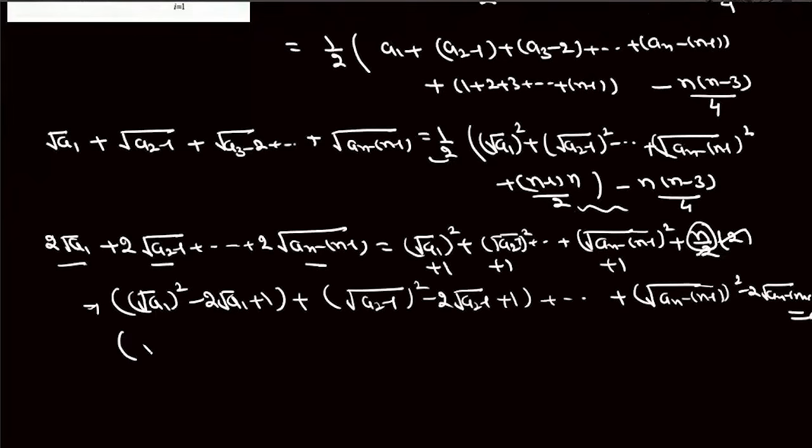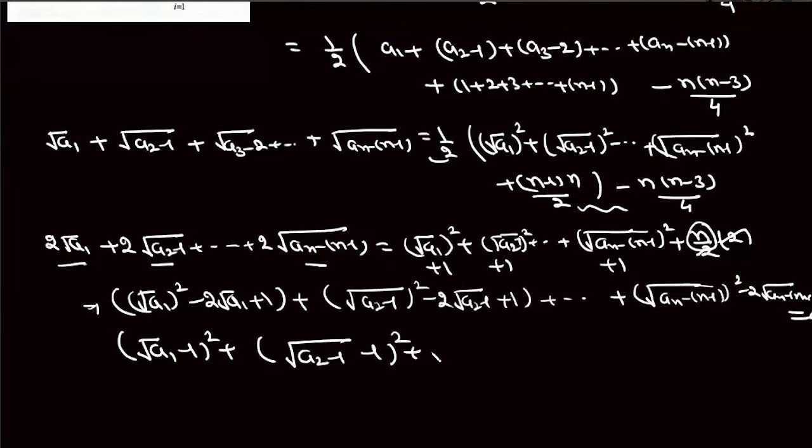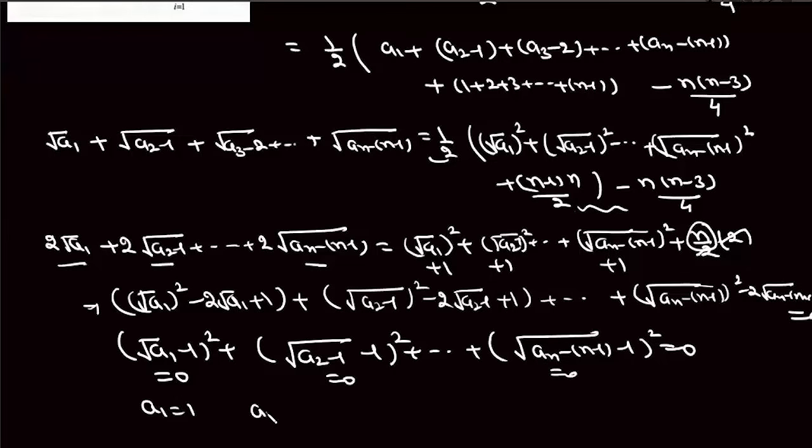So this is root a1 minus 1 square. This is root a2 minus 1 minus 1 square, and will be root an minus n minus 1 minus 1 whole square, and it is 0. Now sum of perfect squares is 0 when each of these terms is 0. So a1 is 1, a2 is 2, and an is n. So basically ar is r.